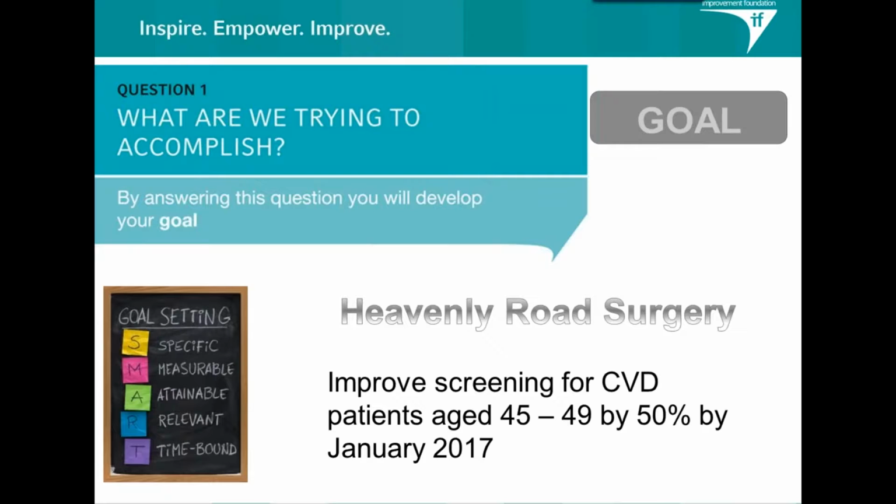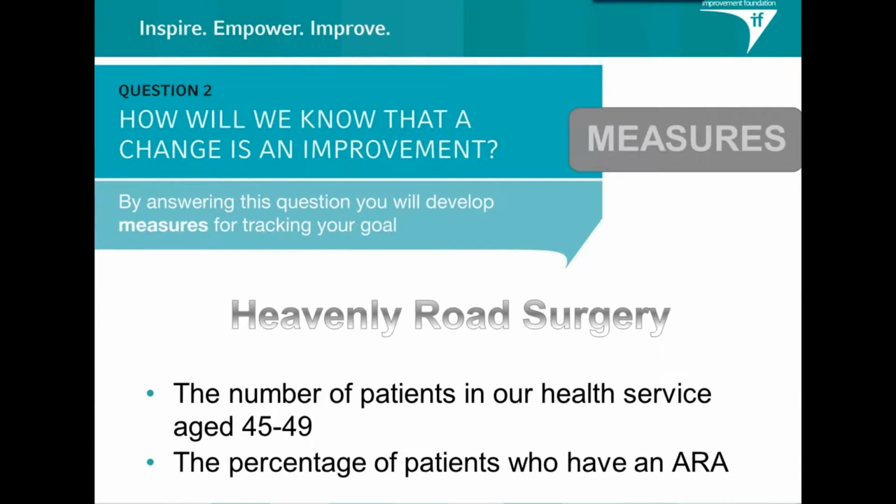They're actually going to improve screening for their CVD patients aged 45 to 49 by 50% by January of 2017. So this goal is very specific, measurable, attainable, relevant, and time-bound, which keeps us on track. So how will they know that a change is an improvement?